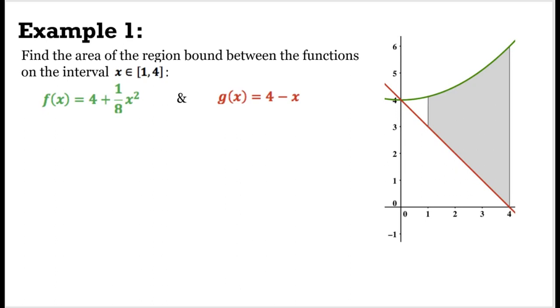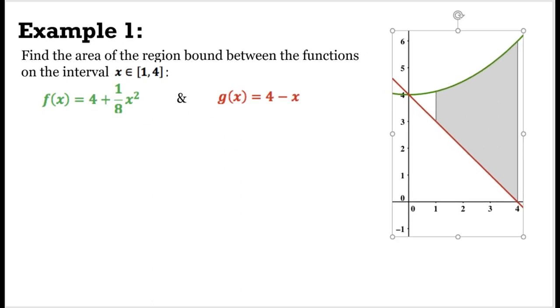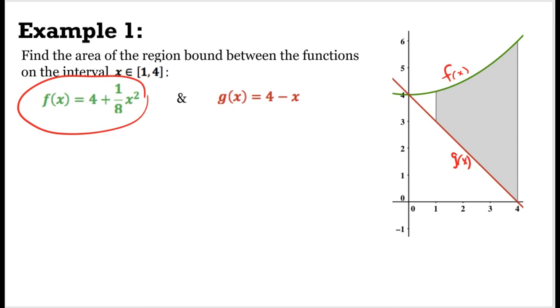We see here that we have a function f of x on top and g of x on the bottom here. F of x is the parabola, g of x is the line. That's how I identified them.